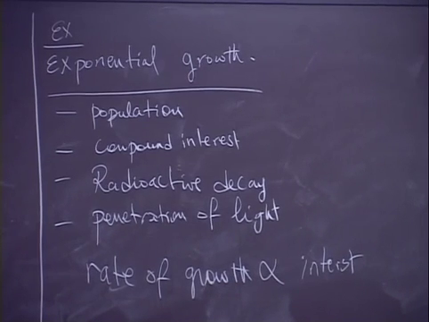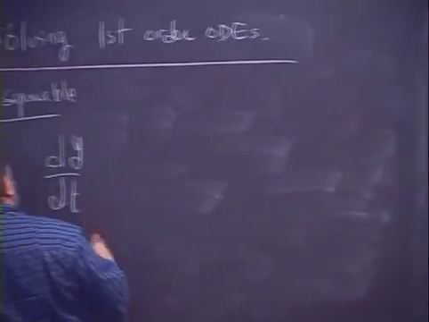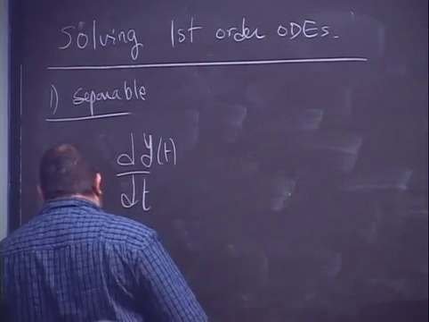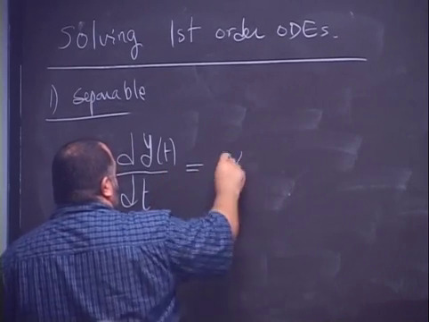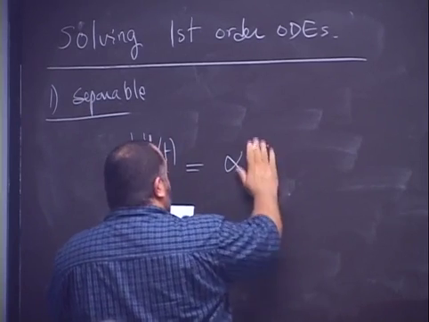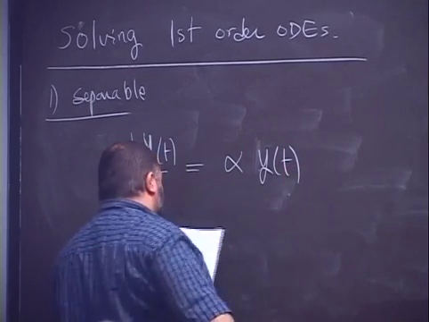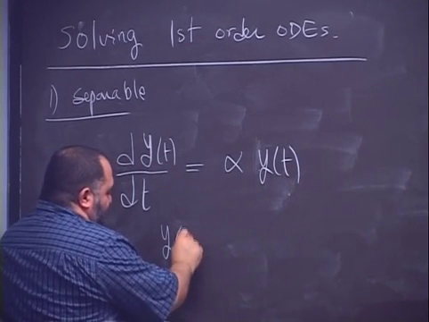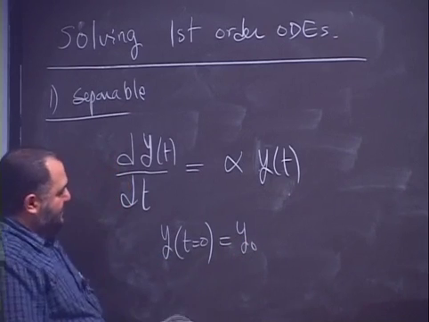Usually if your money is y, your rate of change dy by dt is proportional to y, which is the original amount, and this is equal to some proportionality, which is alpha here. Maybe this is the interest multiplied by your original value, function y. And y at t equal to 0, the initial value, is equal to y naught.